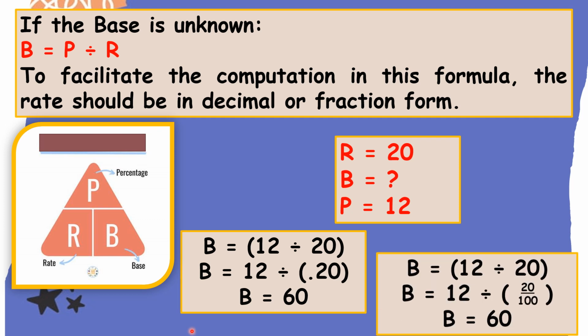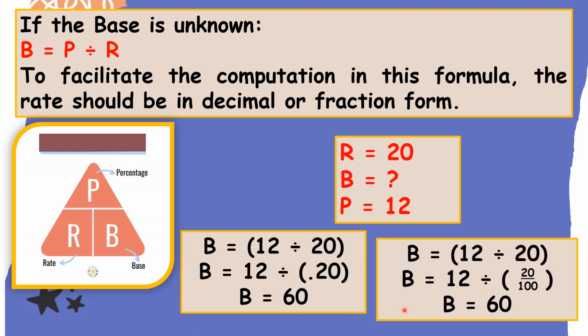Next, kung fraction form naman ang gagamitin natin, B is equal to 12 divided by 20 hundredths. So, first thing to do is to divide the value inside the parentheses and then proceed. 12 divided by the quotient of the value inside the parentheses. And the final answer is B equals 60.